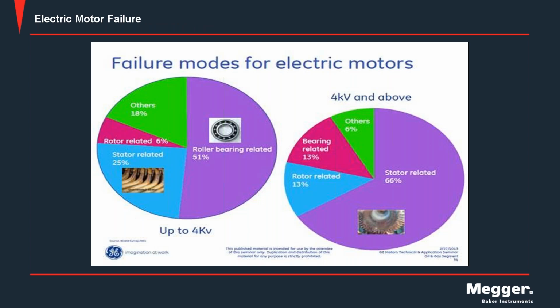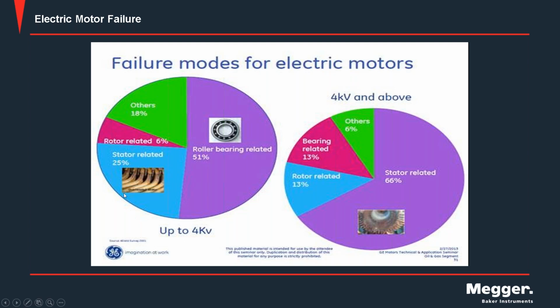Here's a nice little pie chart, not the best resolution, but from General Electric that shows us the different percentage of different types of failures of motors. They break it into two pie charts. The one on the left here is for motors up to 4,000 volts. You can see that the majority of failures are bearing related. And this is why, from a reliability standpoint, typically we start with a vibration analysis program, right? That's the lowest hanging fruit that we can try to get our heads around and understand what may be causing those types of failures.